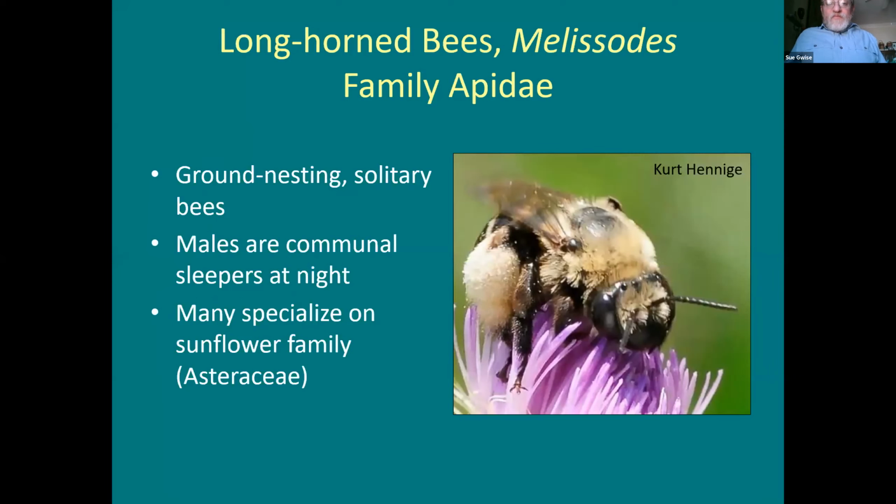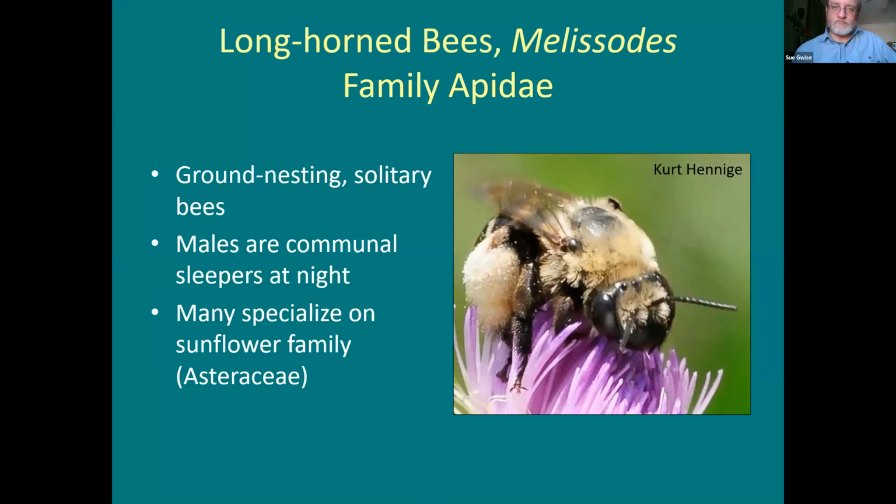Another neat group in this family of bees, the Apidae is the family, are the longhorned bees, so-called because they have longer antennae than a lot of bees. They're ground nesting, solitary, and the males are communal sleepers at night, which I've never seen but sounds adorable. And many of them are sunflower specialists. So late summer is a good time to look for these guys on asters and sunflowers and things like that.